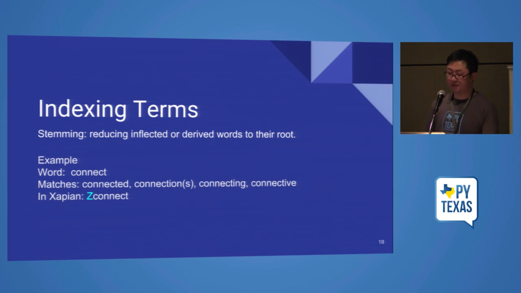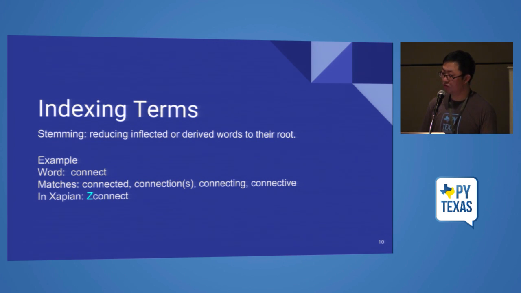While we index terms, we usually use a stemming normalization logic. Stemming reduces inflected or derived words to their root. In English, we have a word root like connect, which can have different forms. For example, connected, connection, connecting, and connective can all derive to the root connect.